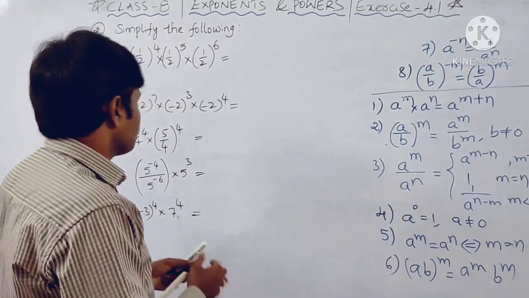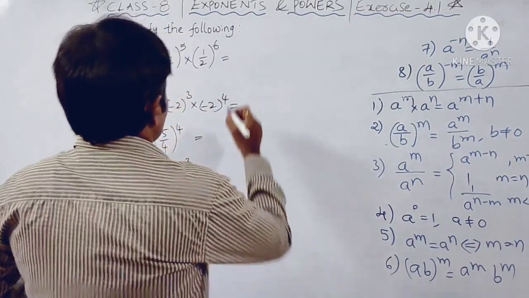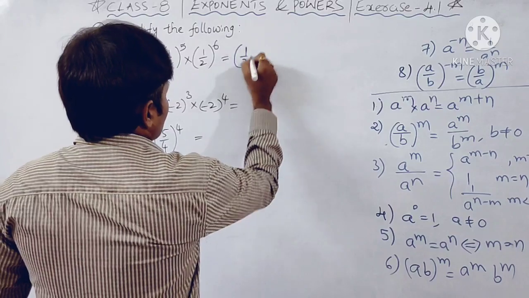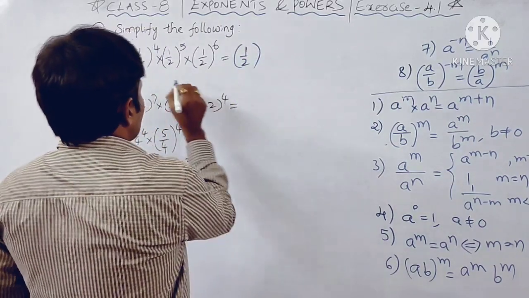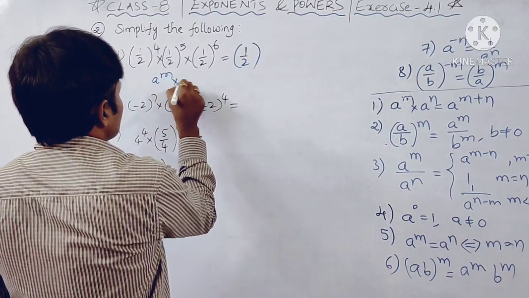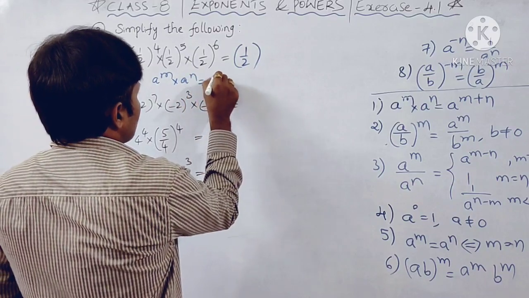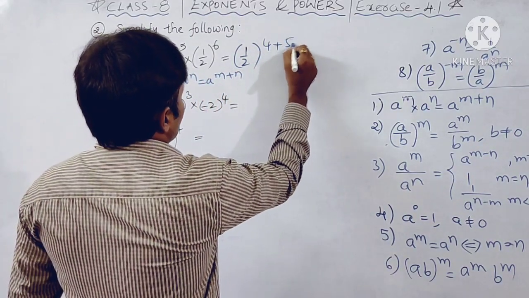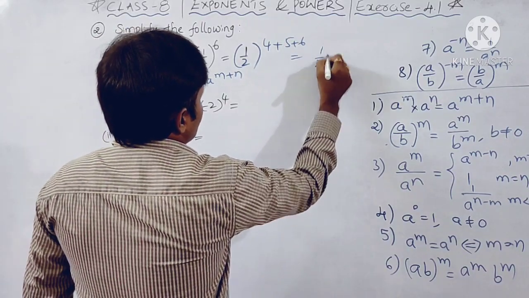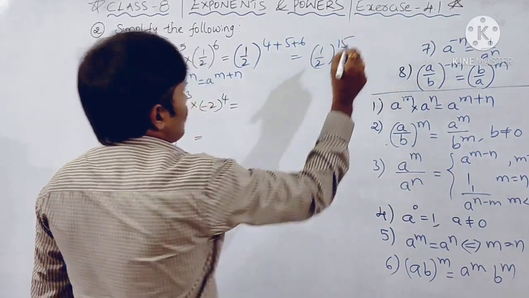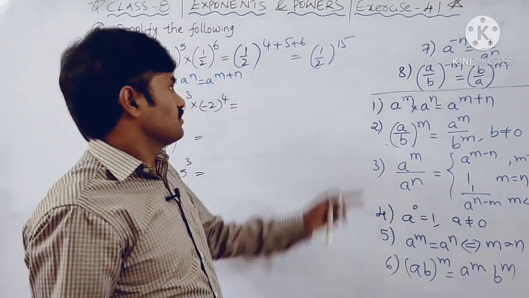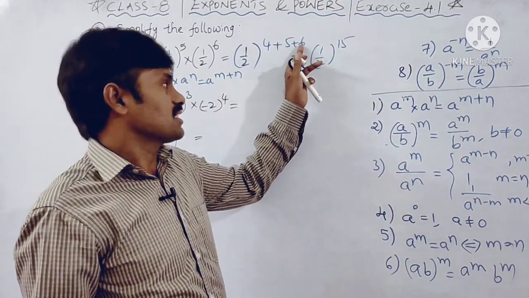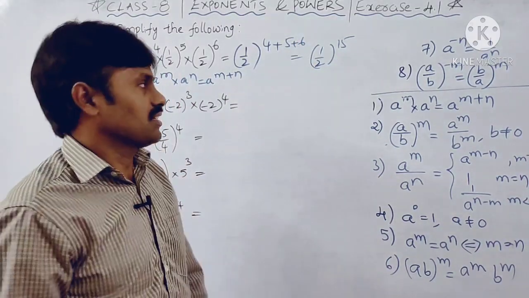In the same way here also. So for 1 by 2, I am going to apply the first formula. The reason is a power m into a power n is equal to a to the power of m plus n. So (1/2) to the power of 4 plus 5 plus 6 is equal to (1/2) to the power of 15. So 4 plus 5 is 9, 9 plus 6 is 15. Clear?